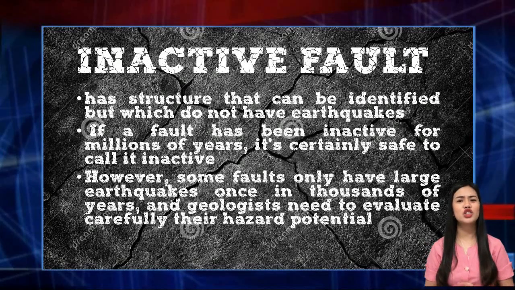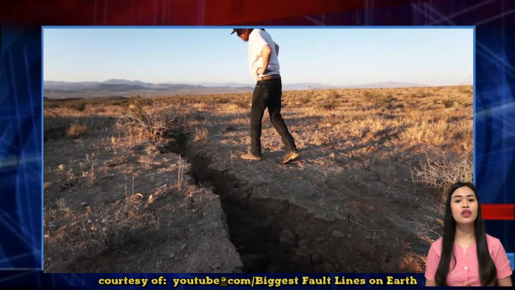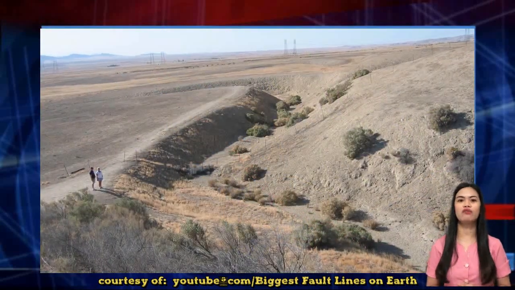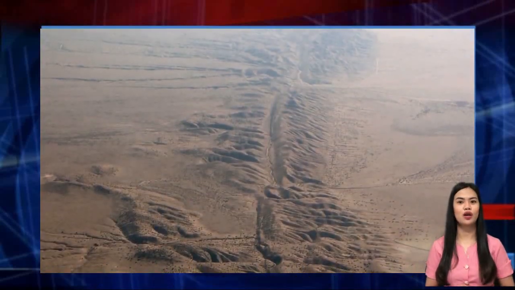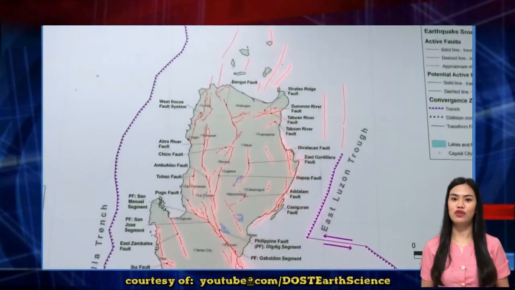While inactive faults have structure that can be identified but do not have earthquakes. If a fault has been inactive for millions of years, it's certainly safe to call it inactive. However, some faults only have large earthquakes once in 1,000 of years, and geologists need to evaluate carefully their hazard potential. Here's a map of distribution of active faults in the Philippines.